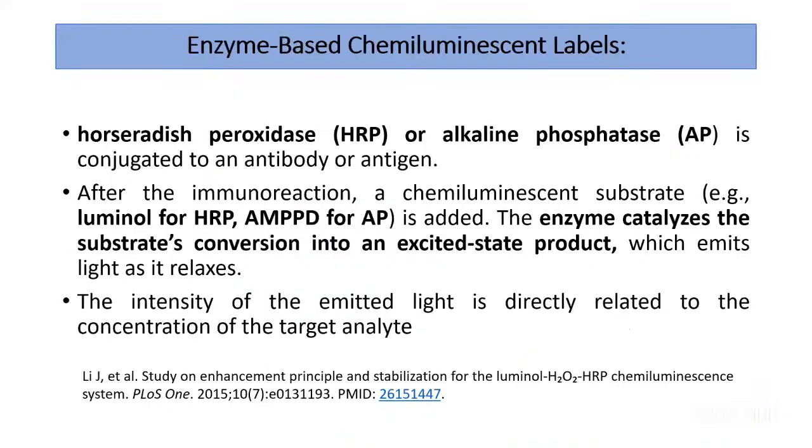So direct labels are one kind, and indirect labels are enzyme based, like horseradish peroxidase or alkaline phosphatase. For horseradish peroxidase, we use a chemiluminescent substrate, luminol, which the enzyme acts on. For alkaline phosphatase, we use a substrate called AMPPD. These enzymes catalyze the substrate's conversion to the excited state. That means the substrate cannot go to the excited state directly. It needs the enzyme to take it there.